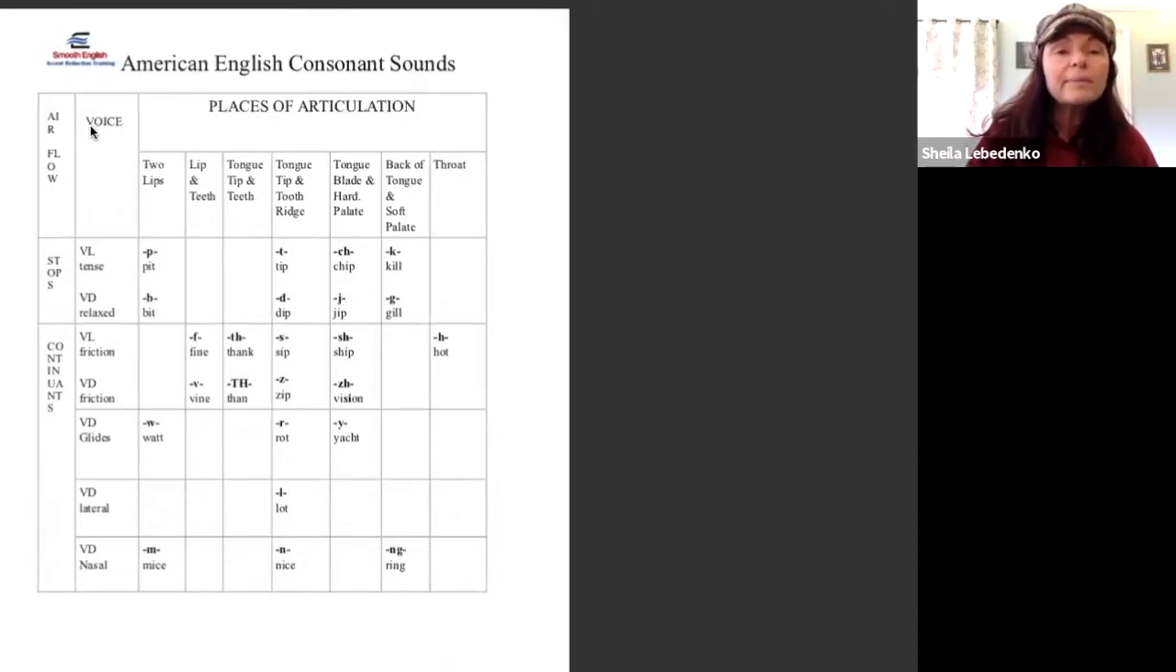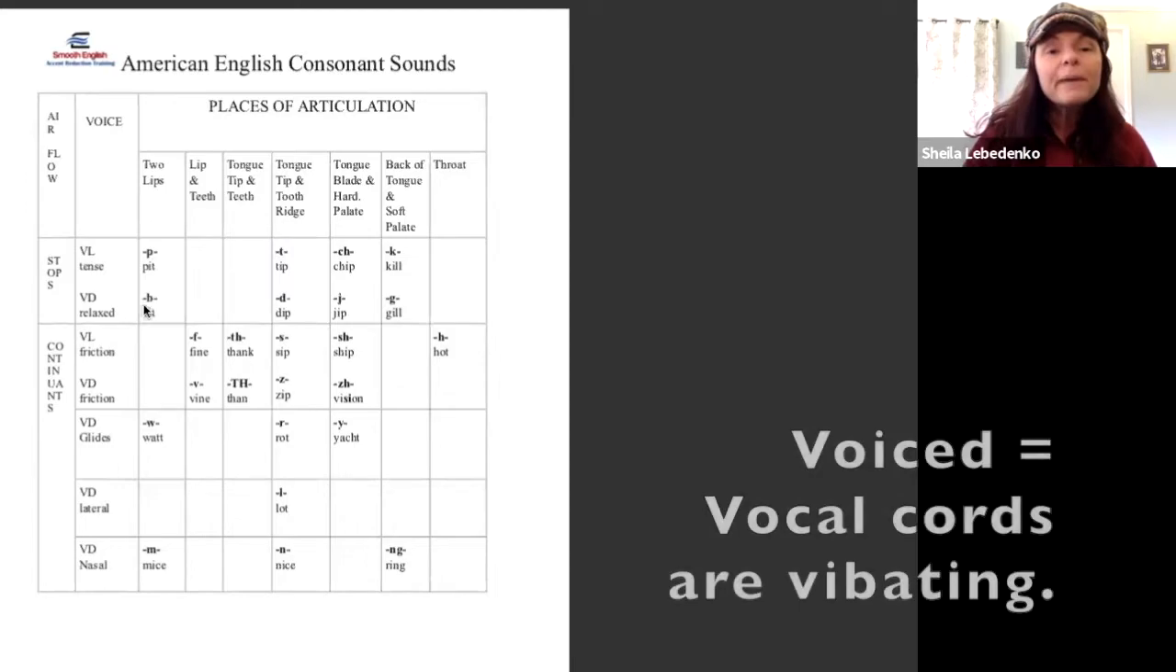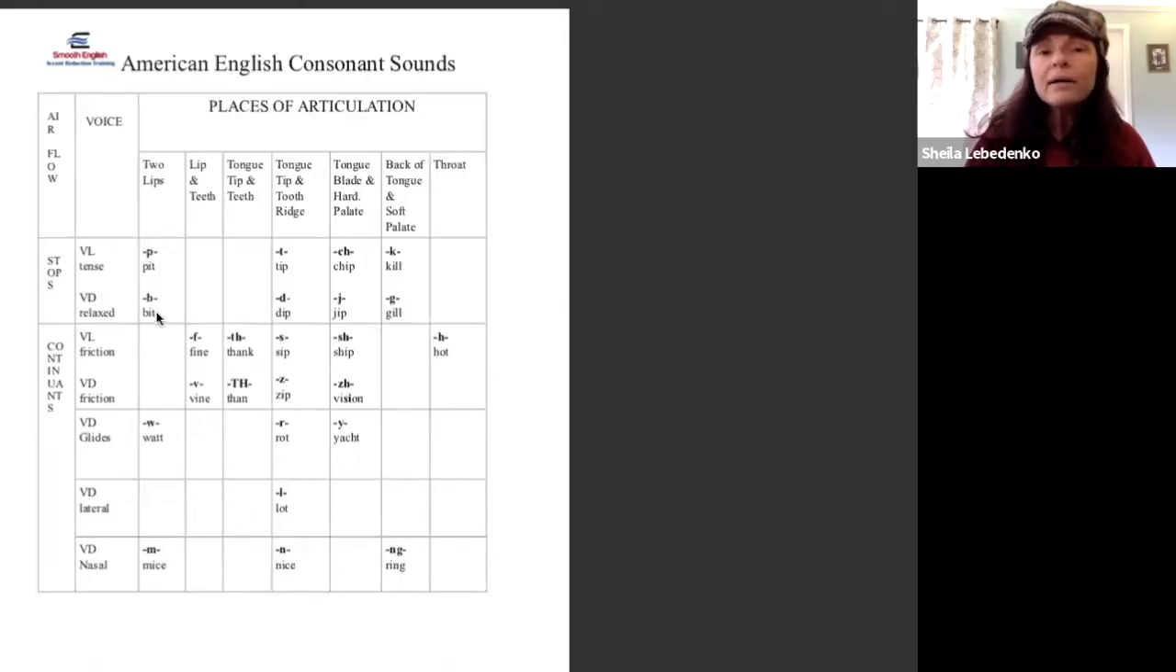Now this next column up here says voice. There's two types of voices. There's either voiceless, VL, or voiced, VD. Voiceless means that your vocal cords are not vibrating. For instance, in P, we could whisper it. P, pit. That means the vocal cords are not being engaged because we can whisper it. But in B, it's voiced, and you're going to let your vocal cords vibrate, like ba, ba. You can't really whisper that because the vocal cords are involved. So we have p and ba.